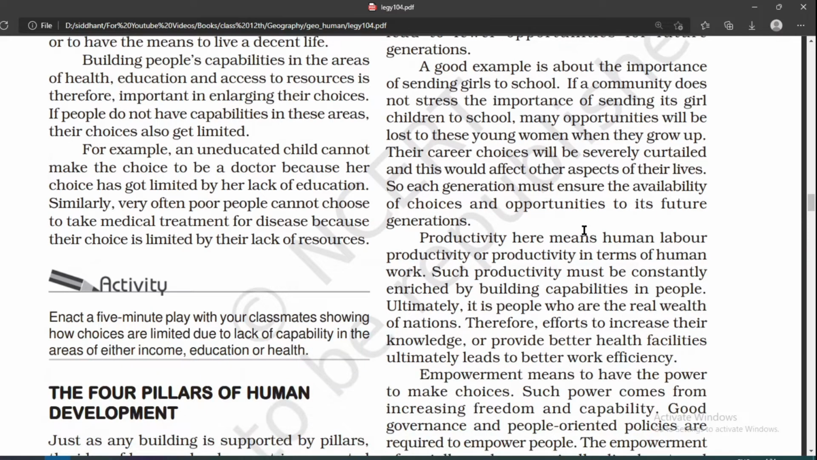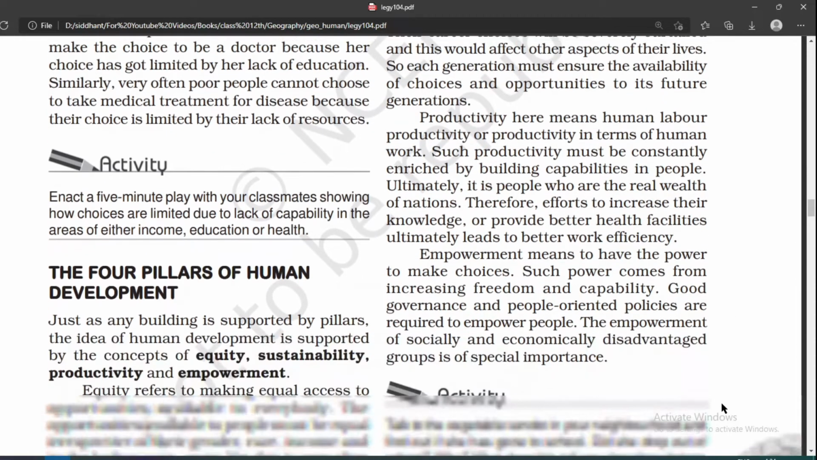Productivity here means human labor productivity or productivity in terms of human work. Such productivity must be constantly enriched by building capability in people. It is people who are the real wealth of a nation. Therefore, efforts to increase their knowledge or provide better health facilities ultimately lead to better work efficiency.